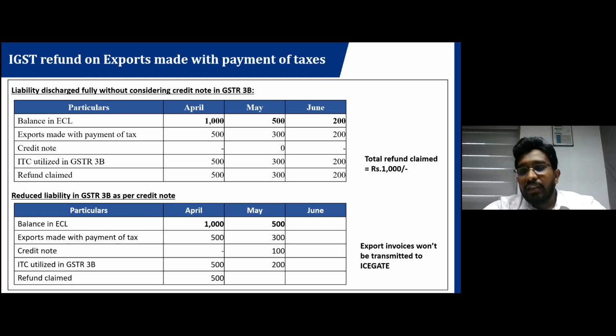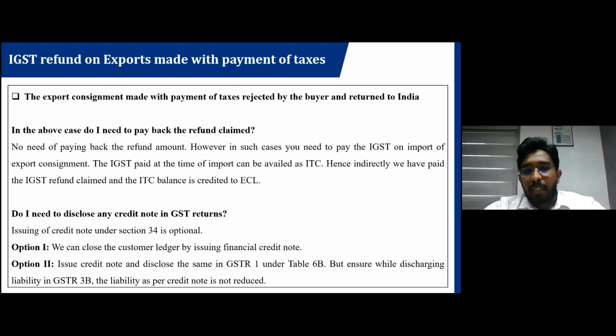So in that case, such export invoices won't be transmitted to IceGate, so your refund will be stuck. That's the issue in reducing liability against credit note. So what you do, option 1 is there. You can close the party's ledger by issuing a financial credit note. No issue. You just need to convince your jurisdictional officer, if he makes any issue in future.